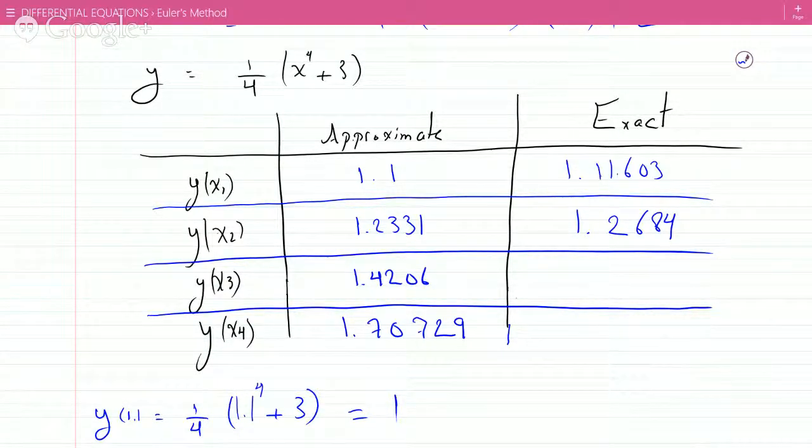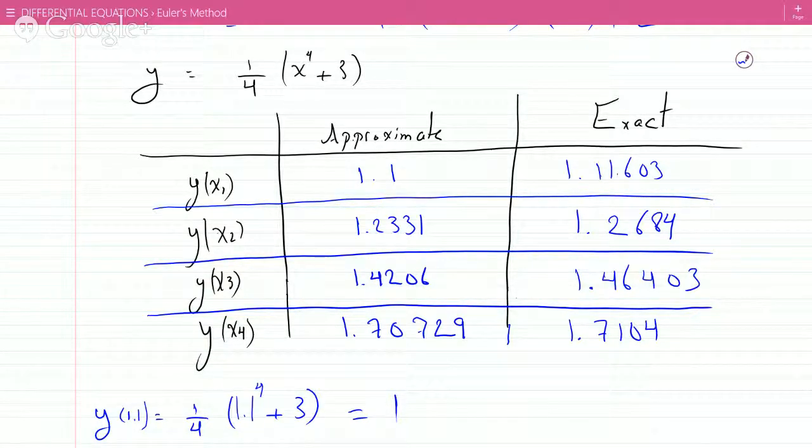And then the third one is 1.3. So we get 1.46403, and then the fourth one is the 1.4. 1.7104. So you can see that the approximate values are reasonably close to the exact values.